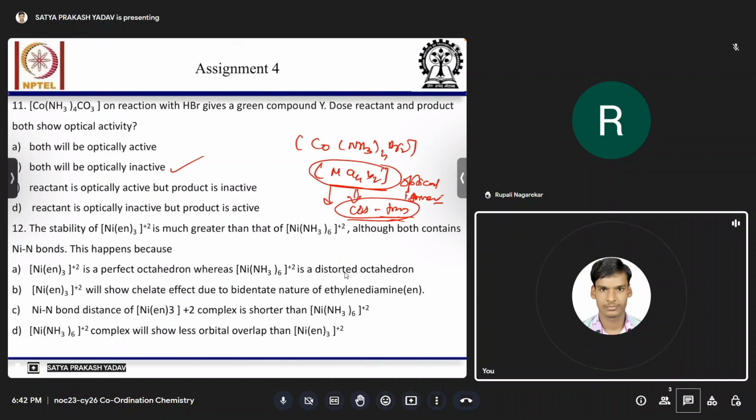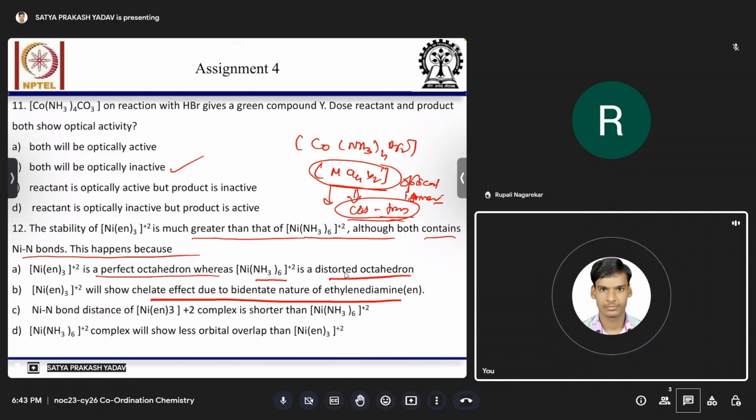12. The stability constant of [Ni(en)3] is much higher than [Ni(NH3)6]. Both contain Ni-N bonds. This will happen because Ni(en)3 is a perfect octahedron, whereas Ni(NH3)6 is a distorted octahedron. Ni(en)3 shows the chelate effect due to the bidentate ligand ethylenediamine. The Ni-N distance in the complex is shorter. So what will be the correct answer?